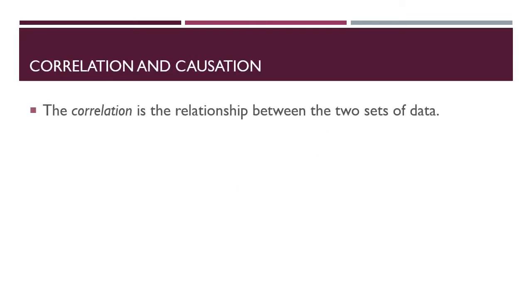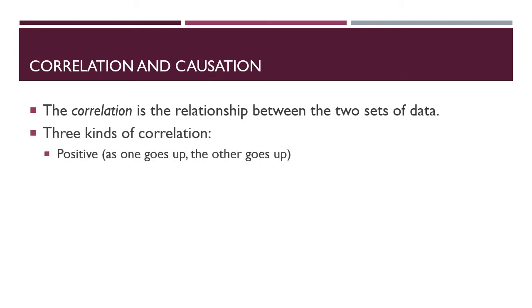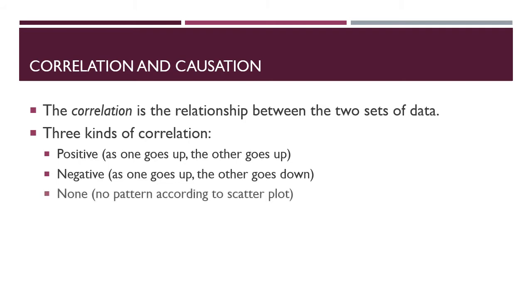Let's talk about correlation and causation. Correlation is the description of the relationship between the two sets of data when you're working with bivariate statistics. There are three kinds of correlation that are possible. We have positive correlation, which means as one set of data increases, so does the other. We have negative correlation, so as one set of data increases in value, the other one goes down in value. And then we have none or no correlation, which means there is no pattern discernible with your scatter plot.